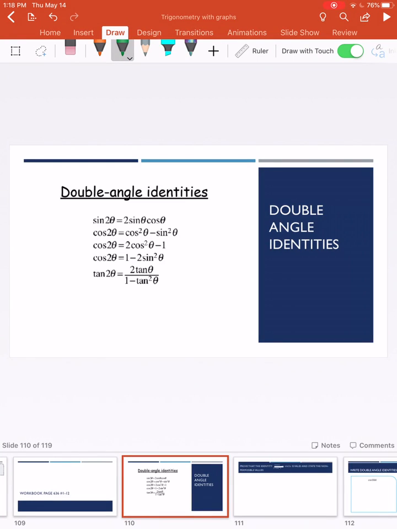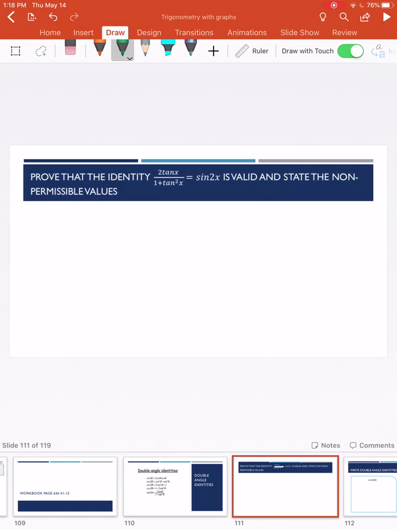Okay, so today we're going to look at double angle identities, the last lesson in trig. And then we'll also look at solving equations while using identities. These are your double angle identities. Again, they should be the last set of identities you see on the right-hand side of your formula sheet. So once again, make sure you have that formula sheet out.